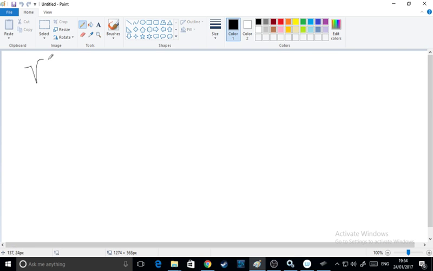That is root 12 plus 3 root 48 plus root 75. So this is quite a lot to look at, isn't it? However, it is very simple. All you have to do is do it bit by bit.